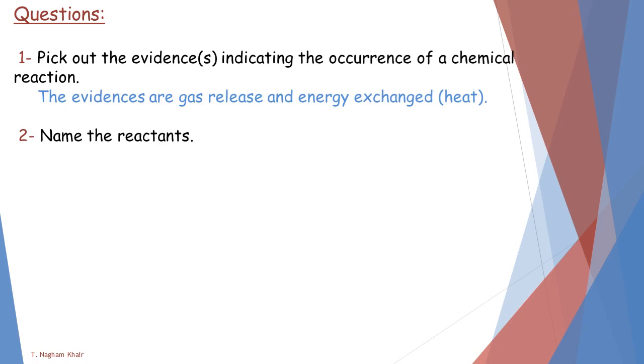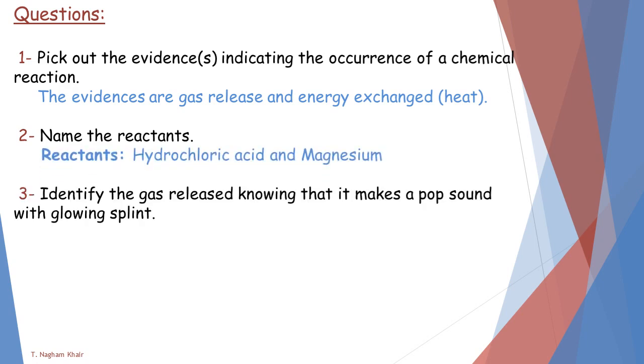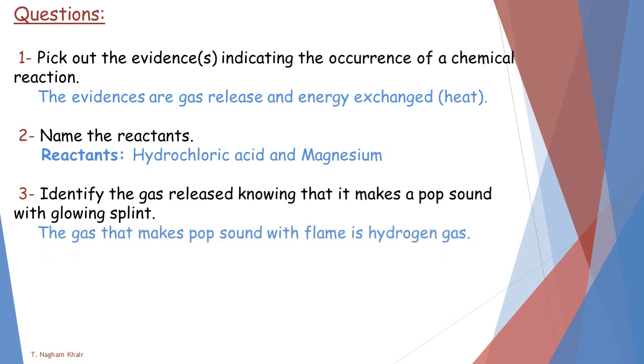Question number 2, name the reactants. I want you to name only the reactants that were found. We used magnesium and hydrochloric acid. Identify the gas released, knowing that it makes a pop sound with a glowing splint. We said, which gas makes a pop sound, dear student? Yes, it is hydrogen gas. So the gas released is hydrogen gas.